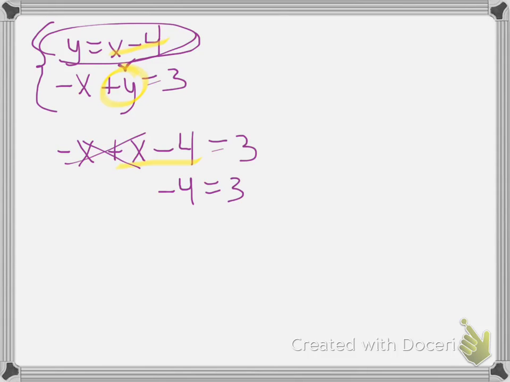So now negative x and positive x, these will cancel out and the x's are gone, and I'll get negative 4 equals 3. Well, negative 4 can't equal 3, so this is a no solution. Remember, you can have no solutions in here and you can have infinitely many in here. No solution means that there's no way that that's ever going to work for both equations.